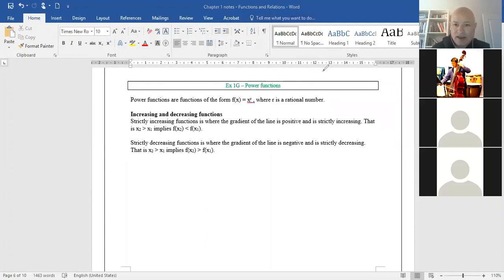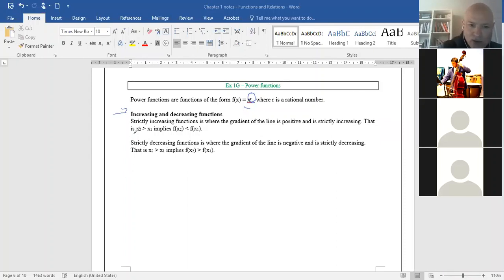Right, so we are starting 1G today, which is power functions. Now, we should all know that a power function just means we've got the base and then a power. Okay, that's all that means. The power can be any rational number whatsoever, it doesn't matter. Then we've got the two different types. There's increasing and there could be decreasing functions.